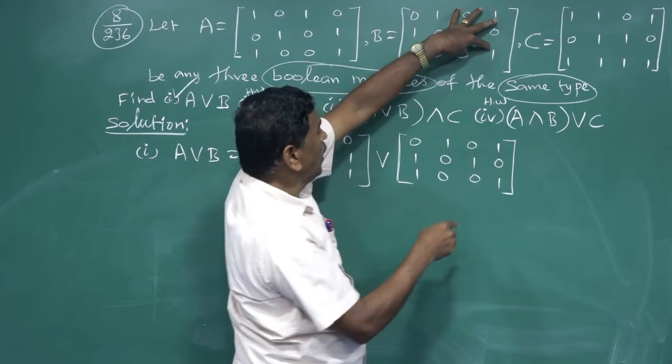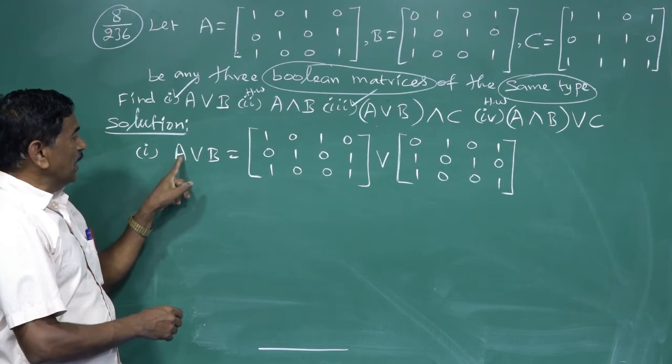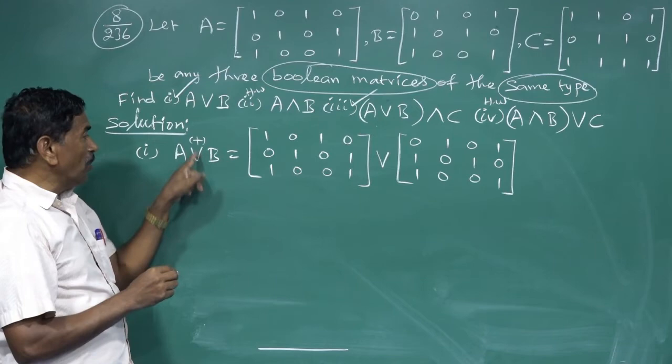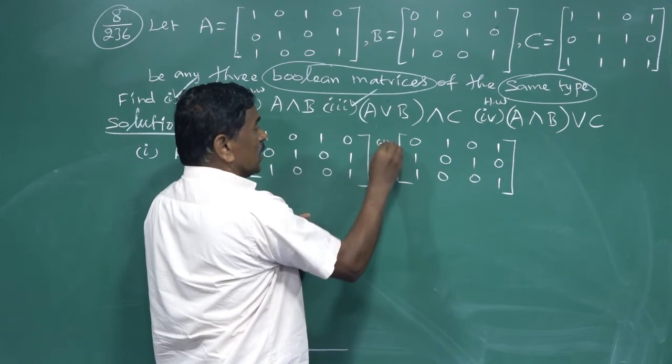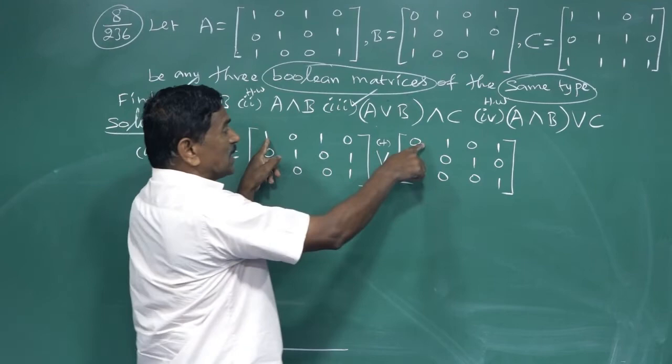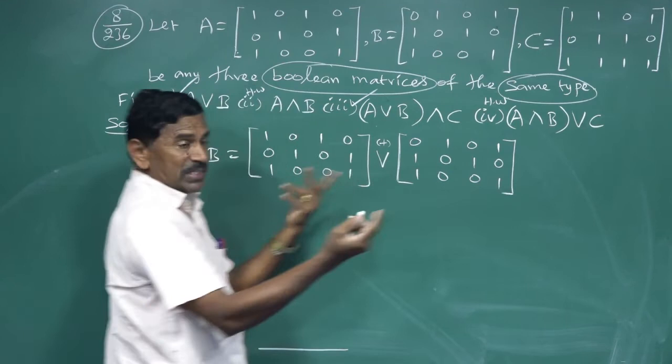That is, say A or B. Here, R means addition, that's all. R means addition. So we want to add. See, add means the corresponding elements are added. That is, first element plus first element, and the second element plus second element, and the last element plus last element, likewise, that's all. Just addition. So which is equal to?